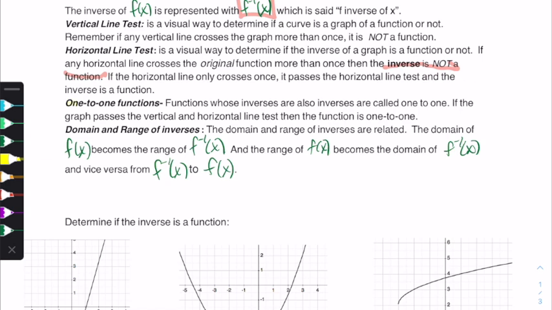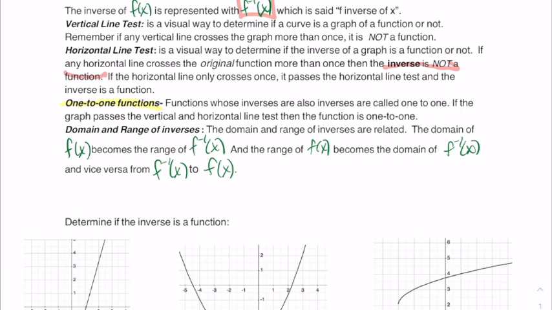Now, when a function and its inverse are both functions, we call that a one-to-one function. Now the part that we haven't looked at is this next part. We have been switching x's and y's on points, on graphs, on tables, and that same thing happens with your domain and range.